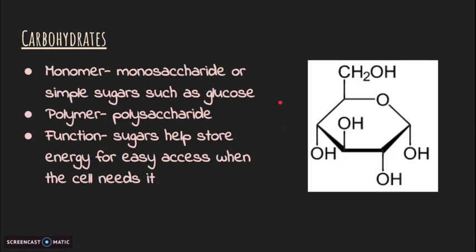Carbohydrates is the first macromolecule I'm going to be talking about today. It's very important. It's used as energy for most of our cells. The monomer of carbohydrates is considered a monosaccharide, in other words, simple sugars. The most famous one that most people refer to is known as glucose. I have an image of a carbohydrate right here.